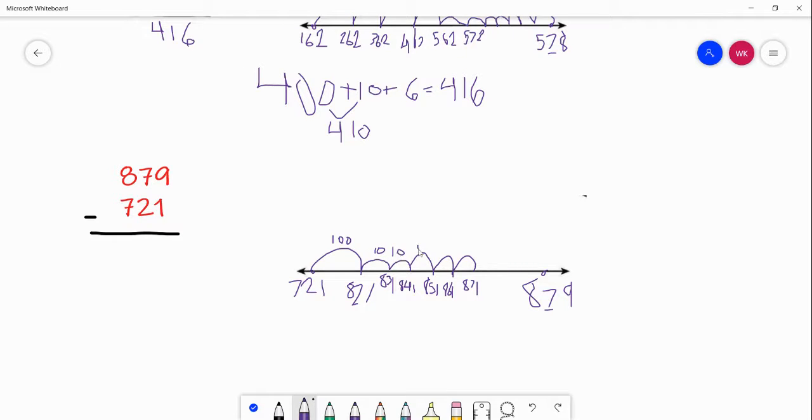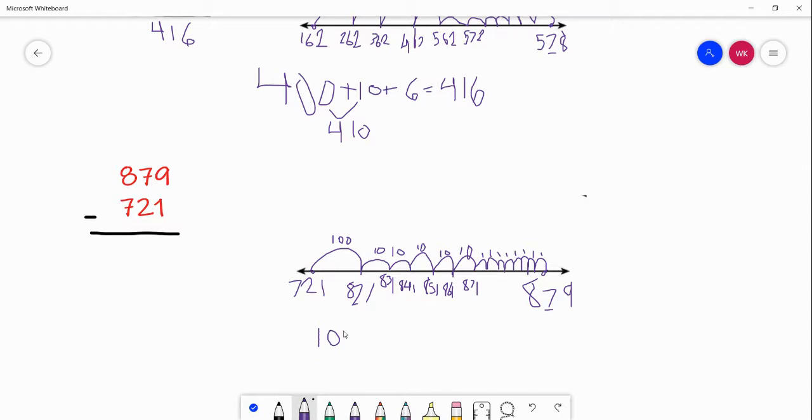All right, now we need to count by ones to get to 879. So now we're going to start at 871 and count by ones. So we have 871, 872, 873, 874, 875, 876, 877, 878, 879. All right, let's count how many. We have 1, 2, 3, 4, 5, 6, 7, 8. All right, now we are going to add all those together.